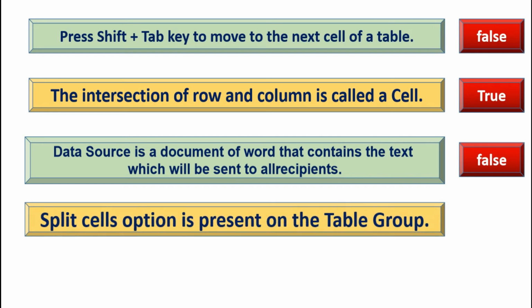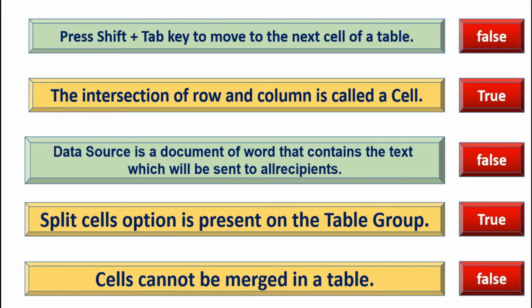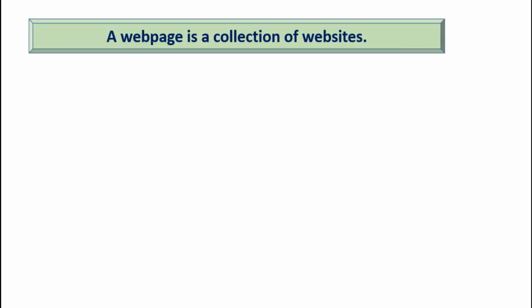Split cell option is present on the table group. Answer is true. Cells cannot be merged in a table. Answer is false. We can merge cells in a table. Next is, a web page is a collection of websites. Answer is false. Web page is not a collection of websites. Rather, website is a collection of different web pages.